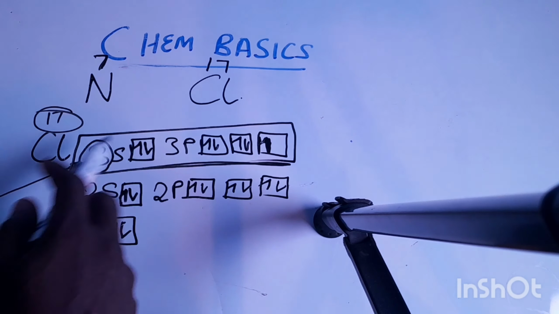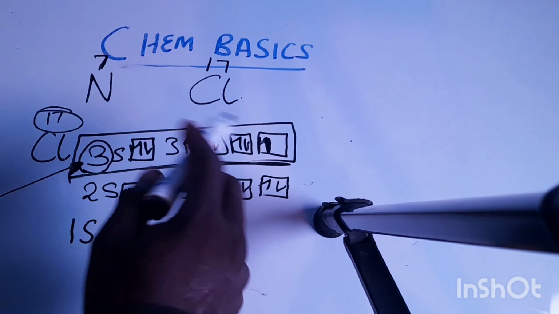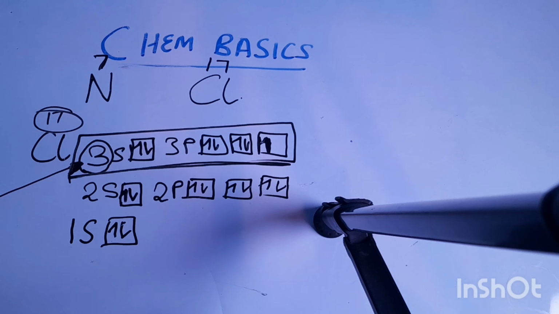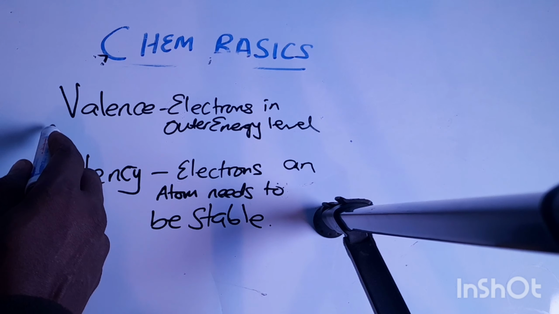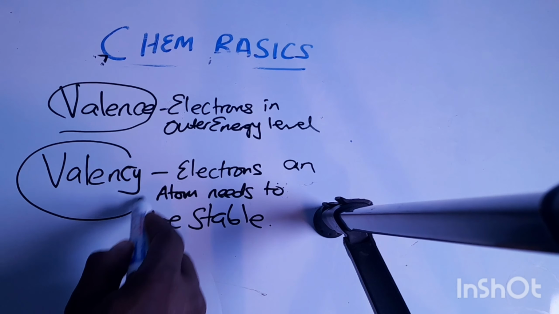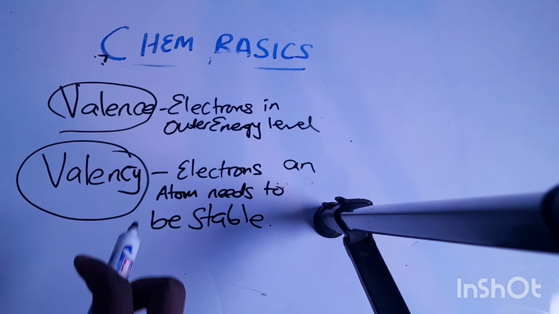And again, I said these valence electrons are demonstrated by the group. Chlorine is in group 7. It has 7 outermost electrons, right? So now I'm going to explain how this works in terms of bonding and so on. Before we go on, I'll explain these two terms. There are valence electrons, which are electrons in the outermost energy level. As I explained, they're given by the group number. And then we have valency electrons.